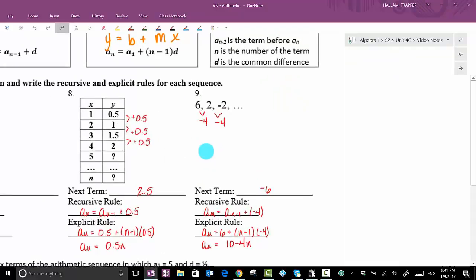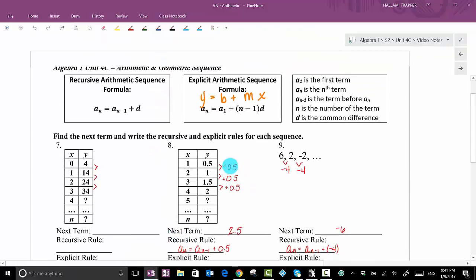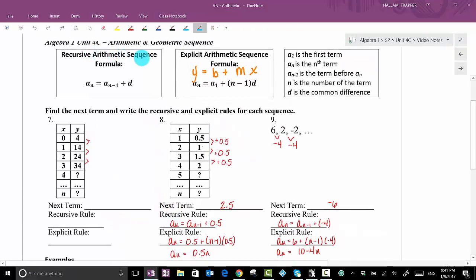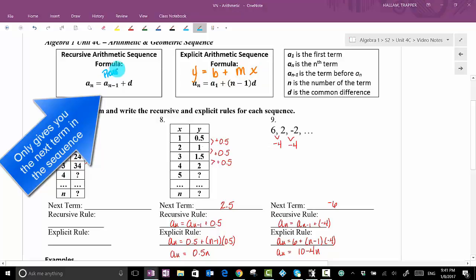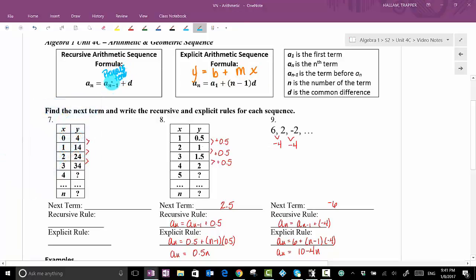All right, jumping over to the next page. Here are the rules that I was telling you about. A recursive arithmetic sequence formula says that for any term that you want to find, you're going to take the previous term and you're going to add the difference. It could be subtract, if it's a negative difference, but whatever it is, you need the previous term. Let's write previous term there. Okay, previous term plus the difference.